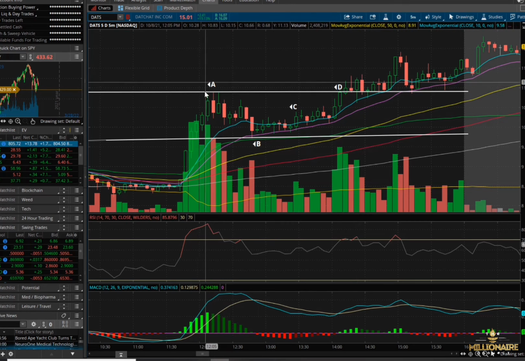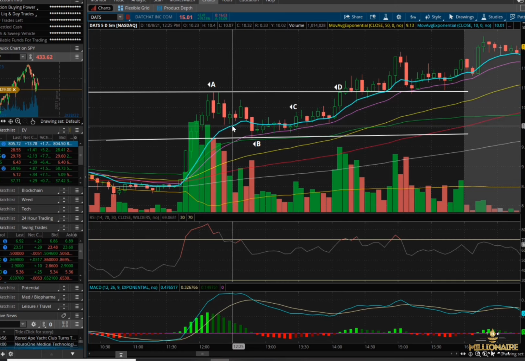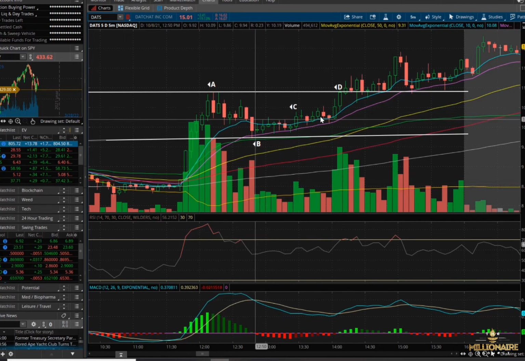So now that you have your point A, your resistance line, and your point B, your support line, you now have a trading range between these 2 points. As I just said, A is your resistance line and B is your support line. And this middle part here being your C, we would call this your consolidation.